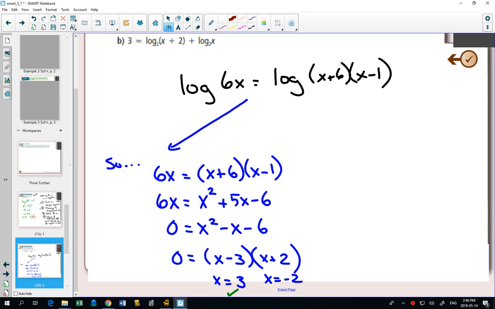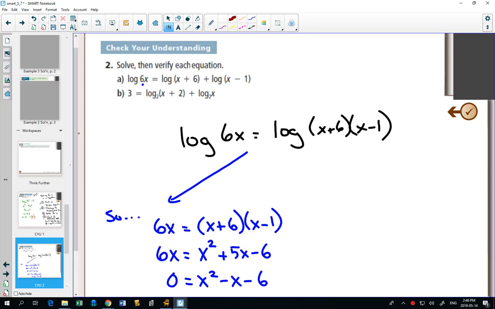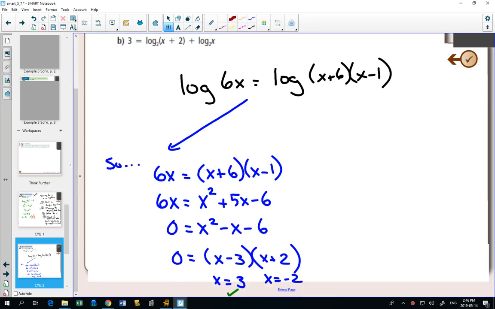This one works. If I plug in negative 2, right away, 6 times negative 2 is negative. That's bad. I put an x through that one. That one's not possible.